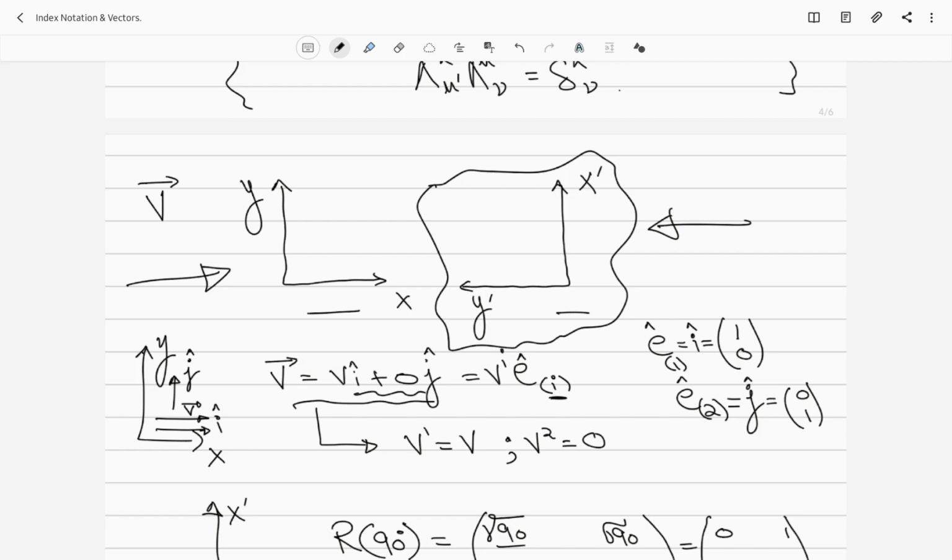Right. So with this, we have talked enough about vectors as well. In this video, I talked about index notation, and the main thing was to talk about this transformation law for vectors, which we have properly discussed in this one.